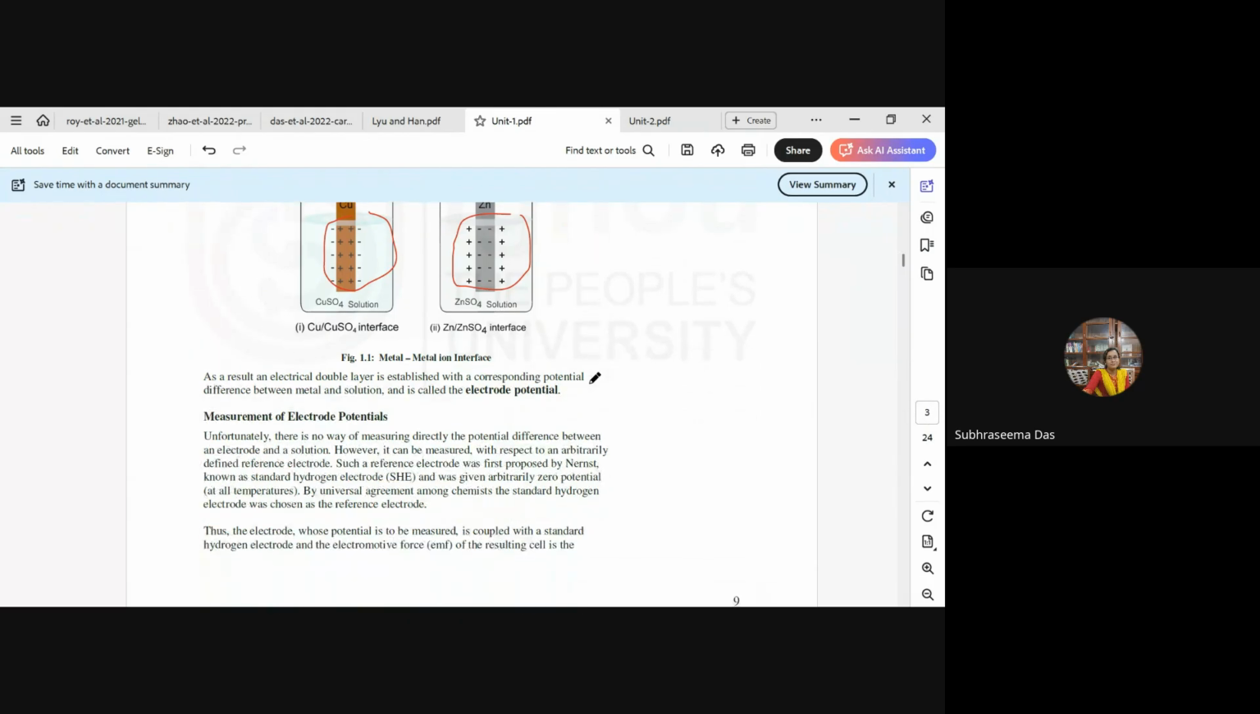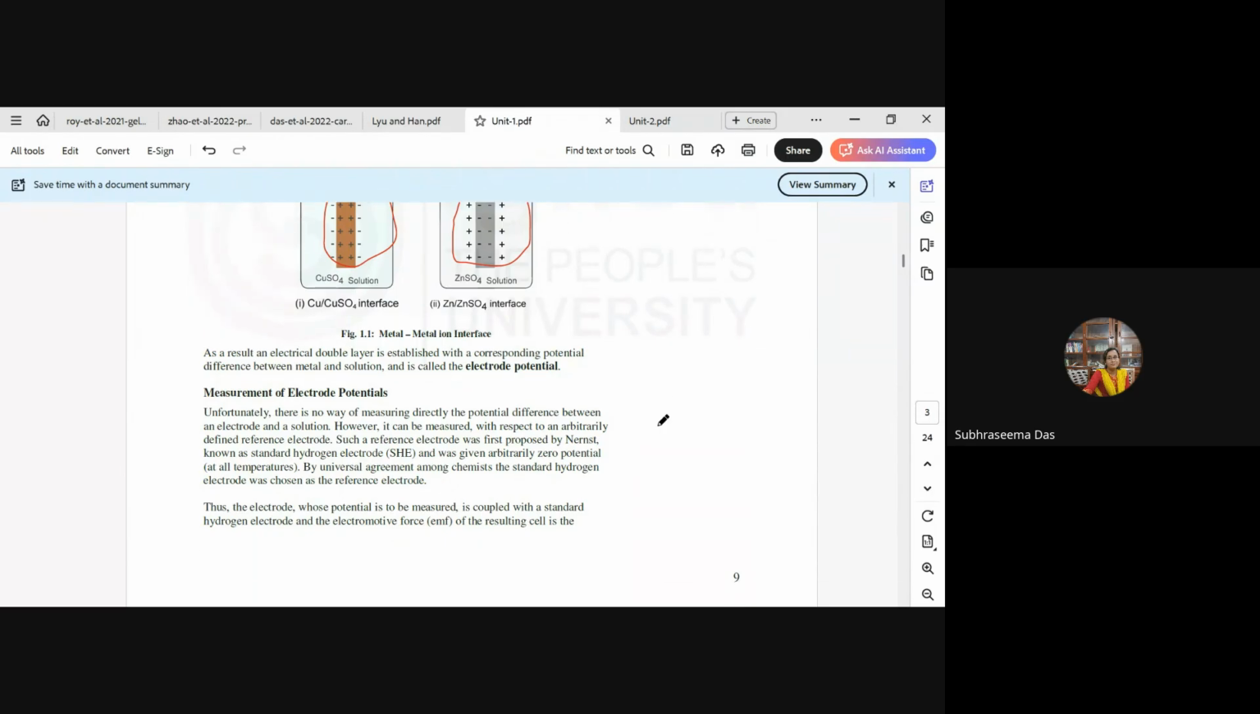Then comes how we should measure the electrode potential, because its measurement is very important, and unfortunately there has been no direct method of measuring it. But to measure the electrode potential, we have chosen a standard. With reference to the standard, we measure the electrode potential of the solution that we are working with. This reference electrode was first proposed by Nernst, and it is known as the standard hydrogen electrode, called SHE, and it was arbitrarily given zero potential at all temperatures.